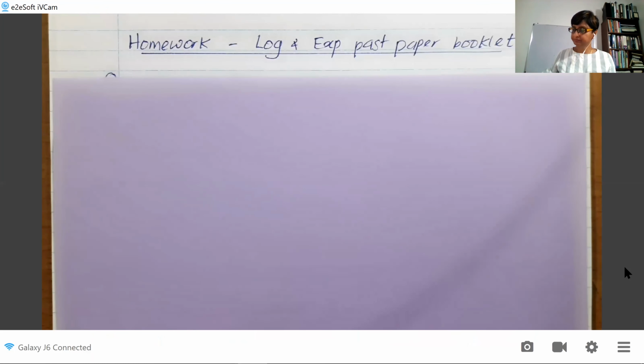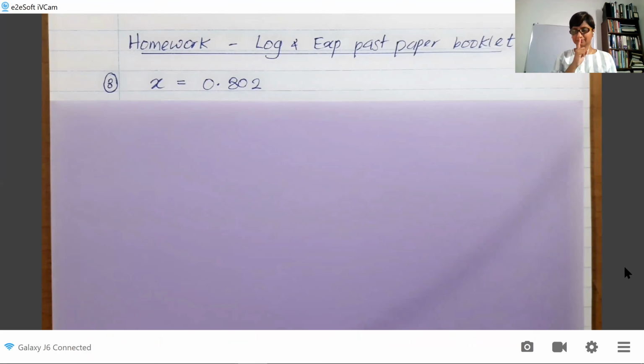So for the 8th one, is this right? So I've taken the answers from the answer section at the back of the booklet, but it's right, okay. I thought there was a missing 0 in this. So did everyone get that? X is 0.802. Anyone didn't get this? Okay, since you're silent, I will assume that you all got this.